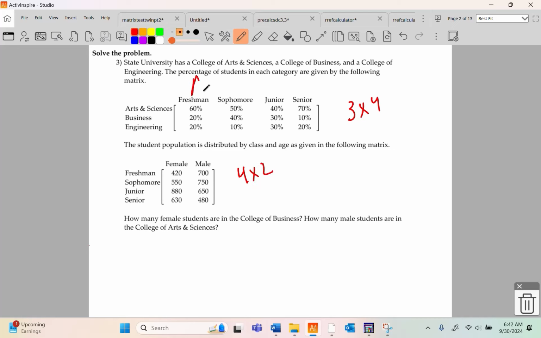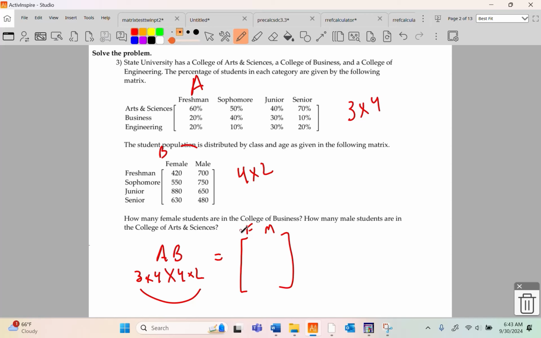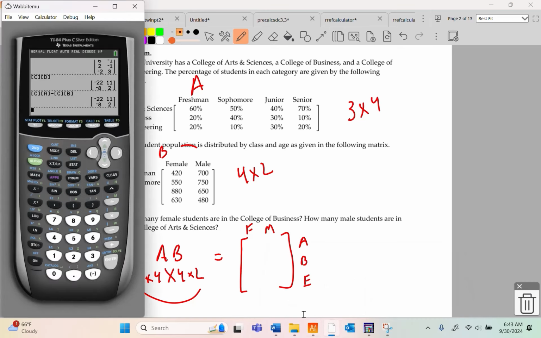If I was to take this matrix that I'll call A and multiply it by B, I could do that because I'd be doing 3 by 4 times 4 by 2. Now the resulting matrix would be a 3 by 2. And what would happen is the top two columns would be borrowed from here. This would be female and male. And these 3 rows would be these guys, arts and sciences, business, and engineering. So that's what I'm going to do. I'm just going to multiply these two things together. And order is very important, first, second, and then I'm going to go push some buttons.